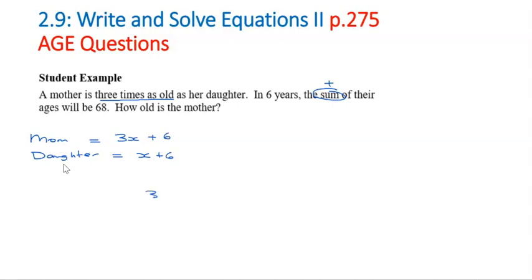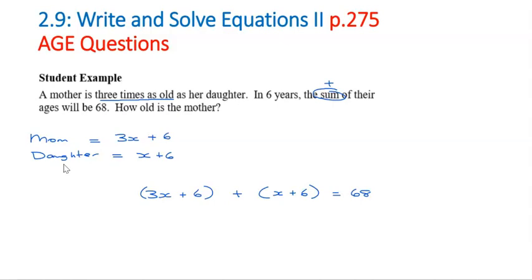Now we can take mom, 3x plus 6, 3 times the daughter in 6 years, and we can add that to the daughter, who is x, and in 6 years from now she's x plus 6. We can clear our brackets and combine our like terms. But I forgot here, I'm sorry, equals 68. So in 6 years, the sum of their ages will be 68.